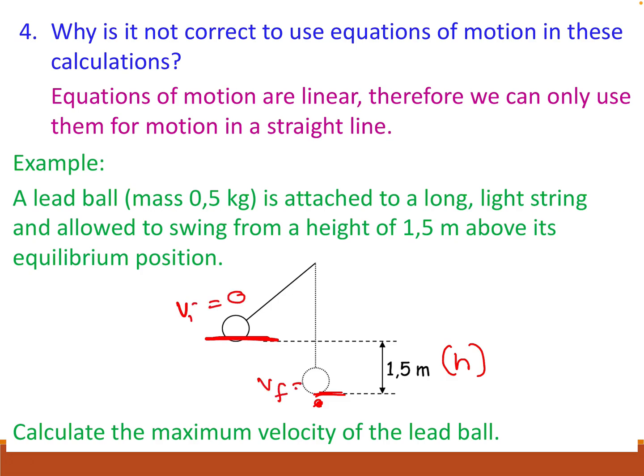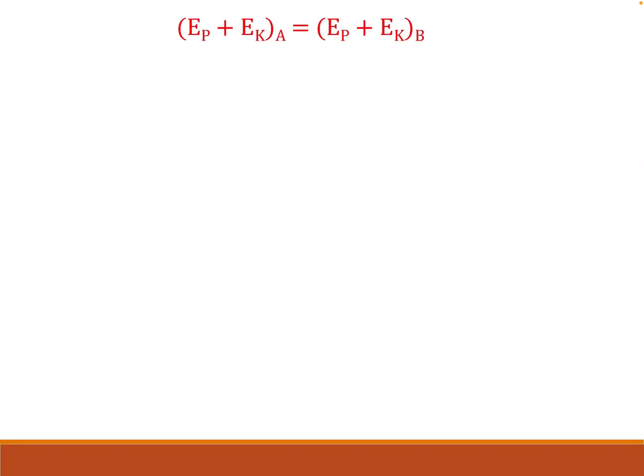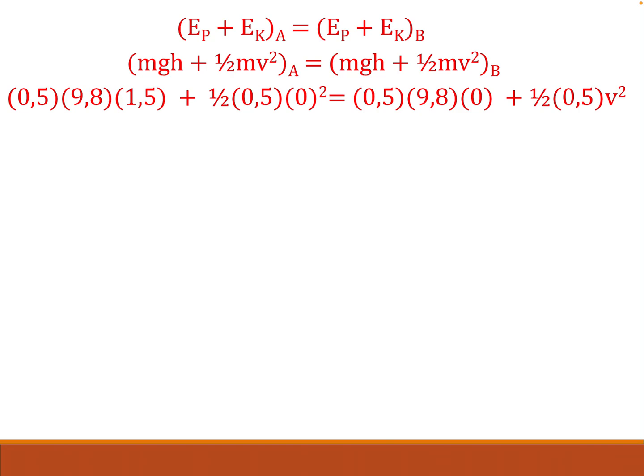I want final velocity. It's a pendulum, so EP plus EK at A is equal to EP plus EK at B. We know it has an EP because it's at 1.5 meters above. It was dropped, so initial velocity is 0. By the time it gets to the bottom, height is 0, and we want V.